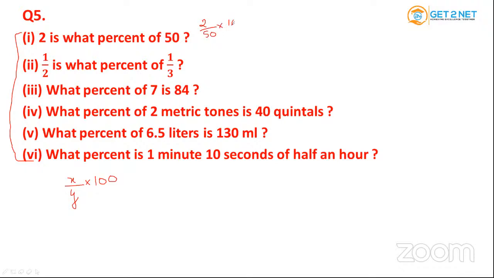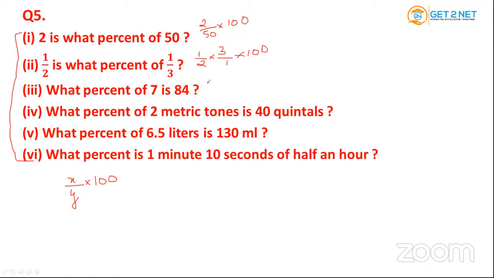Clear? All of you? This will be 1 by 2 is what percentage of 1 by 3? 3 by 1 into 100. So that comes to 250. 3 into 50 is 150. Clear? Able to do?